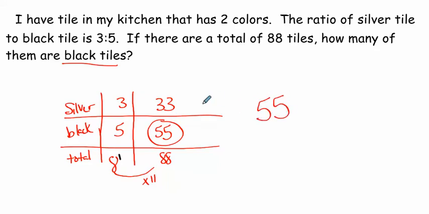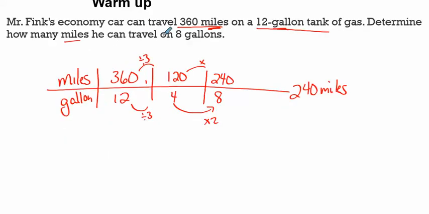All right, so the only added thing that we're doing to this now is we want a total row. So you're going to have to look in your problem, and it's going to say something about a total. If I go back and look at my first problem that we did today, 360 miles on a 12-gallon tank of gas. How far can you travel on 8 gallons? If you notice, gallons was already one of the things I wrote down. So that's why I do not need a total row, because gallons was given.